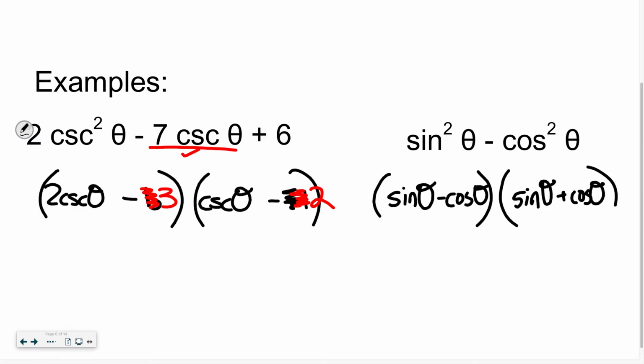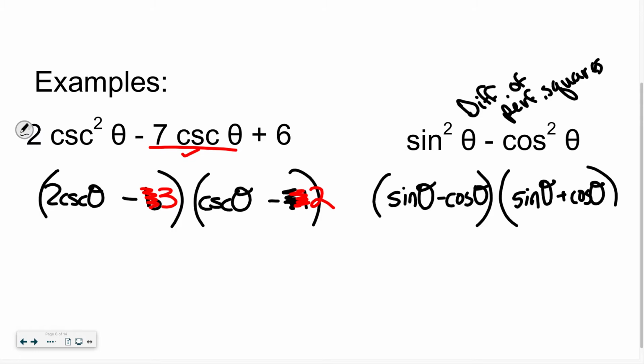Does anybody remember what special factor pattern that is? A difference of perfect squares. Yeah, when one is minus and one is plus, but the two factors look exactly the same. So this is a difference of perfect squares. Okay. Good. Those you just gotta kind of get used to seeing them, right?